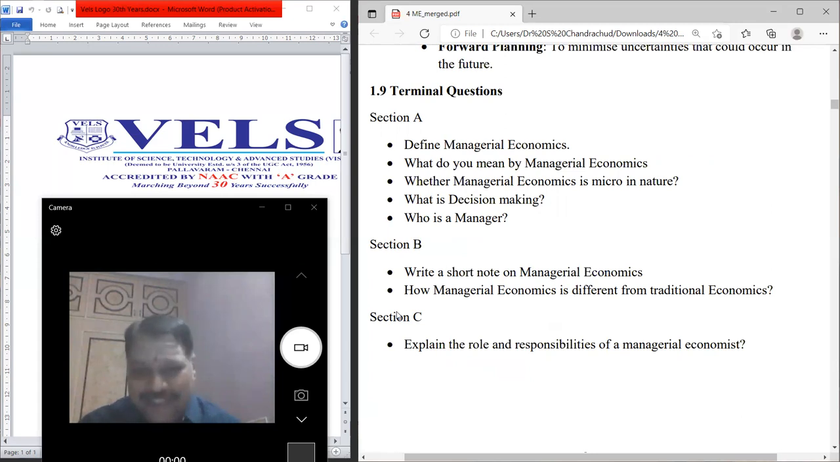As far as section B is concerned, we should know how to write about managerial economics. The most important question is to distinguish between managerial economics and traditional economics. The only possible section C question is what is the role of the manager, or what are the roles and responsibilities of the managerial economist. With this, I'm completing this particular unit.